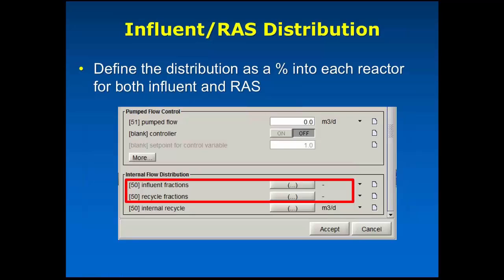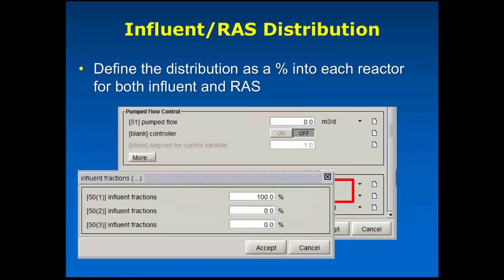So as I mentioned, by default, it's all going to be 100% coming in the front end, just as we've shown here. And this is for influent fraction example. And you can change this to be whatever you want. Just make sure it adds up to 100%. You'll get a little prompt up in the window that tells you if it doesn't add up to 100%. But you can change that to whatever you like.